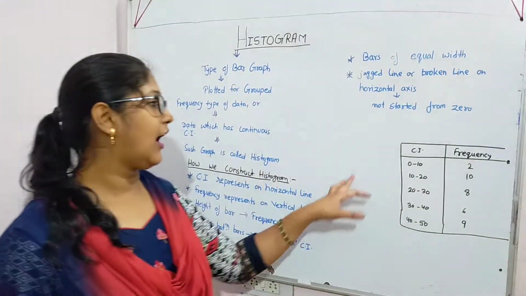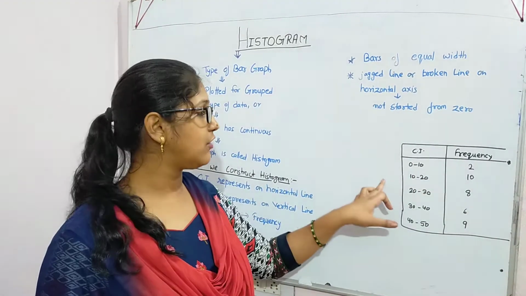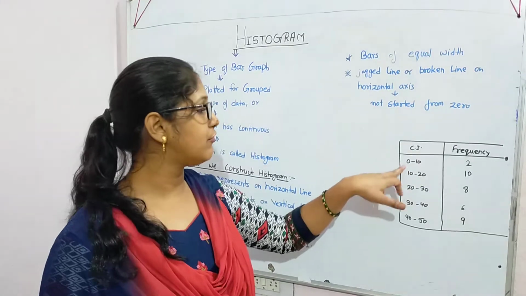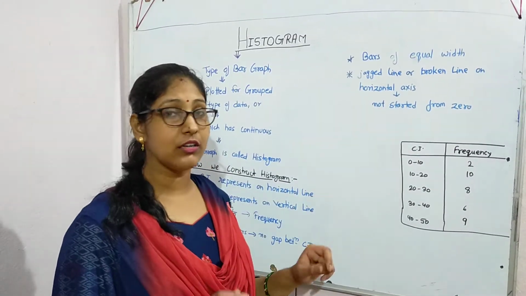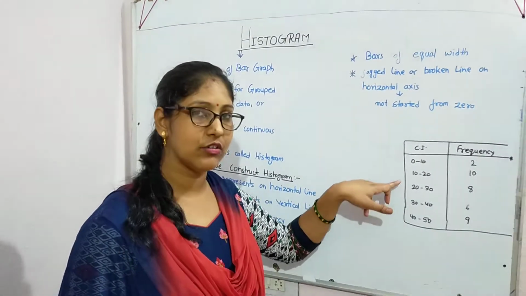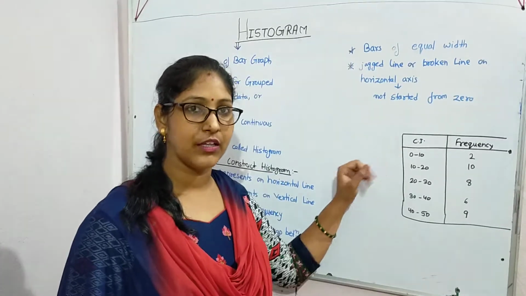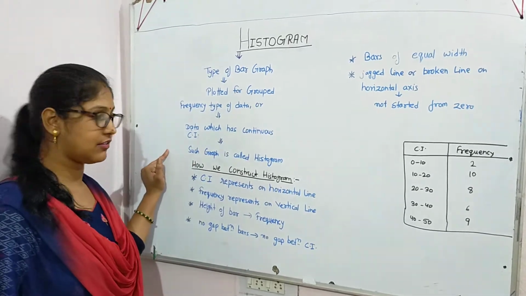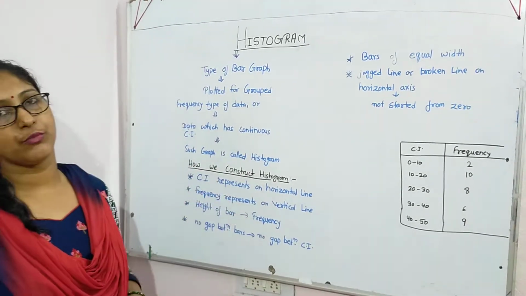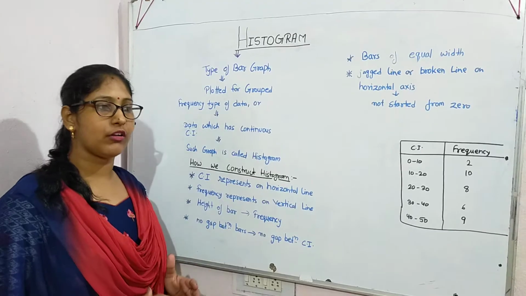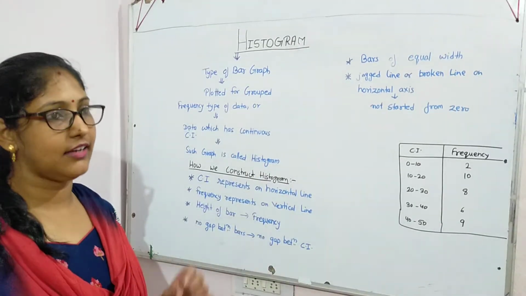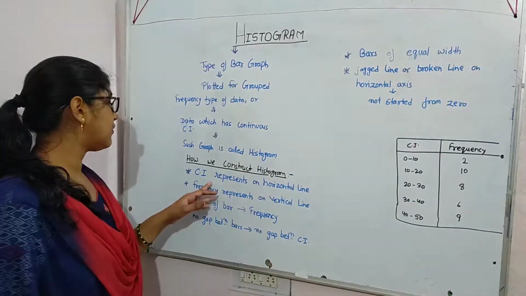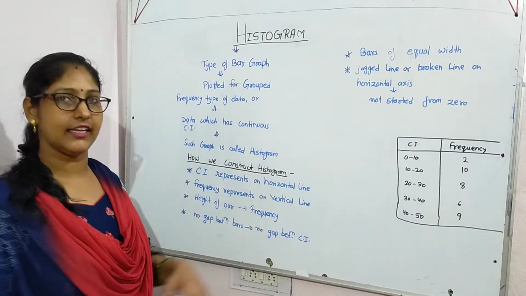For example, I will write 0 to 10, 10 to 20. Here the difference between upper limit of first class and the lower limit of second class is 0, then this is the continuous class interval. So when we plot a graph for data which has continuous class interval, such type of graph is said to be histogram. Before plotting a histogram, we have to understand some instructions like class interval represents on horizontal line.